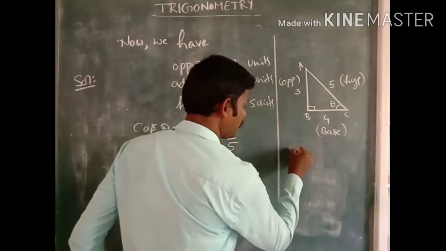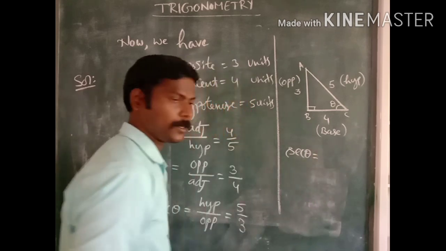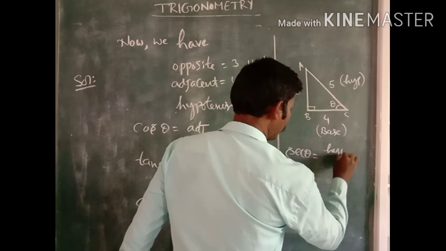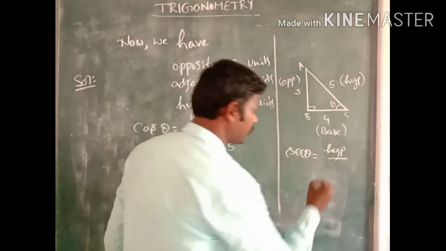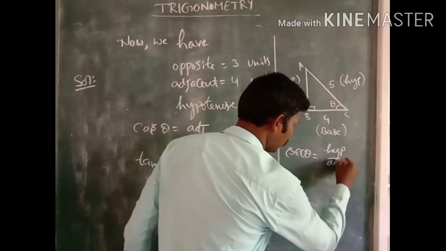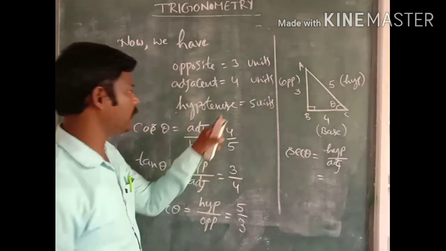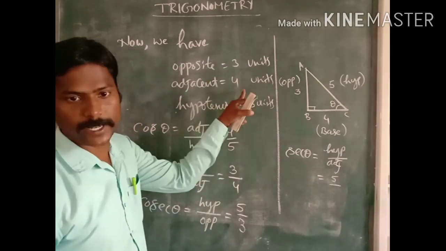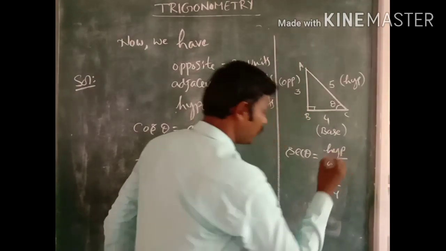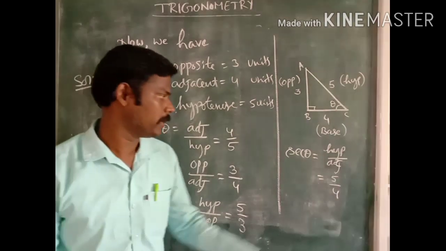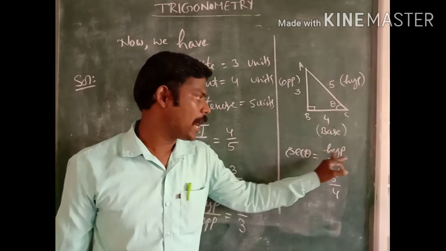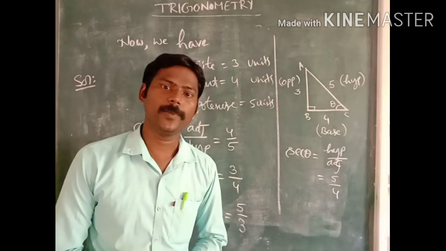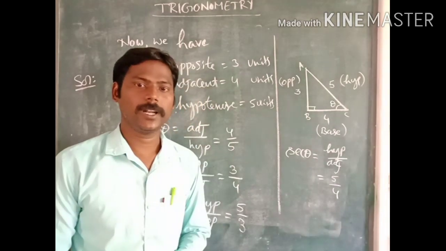Next, secant theta. What is the definition of secant theta, children? Secant theta is nothing but hypotenuse by adjacent side. What is the hypotenuse here? 5 units. Very good. What is the adjacent side here? 4 units. So secant theta, according to the definition, hypotenuse by adjacent side, is equal to what? 5 by 4. Are you understanding?